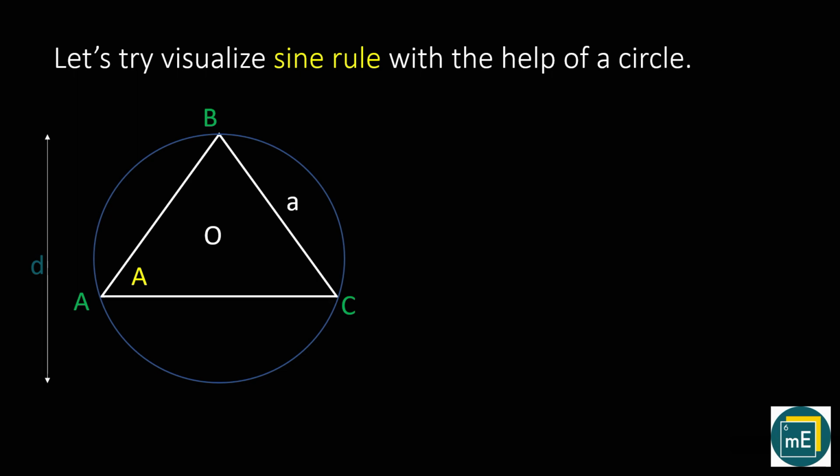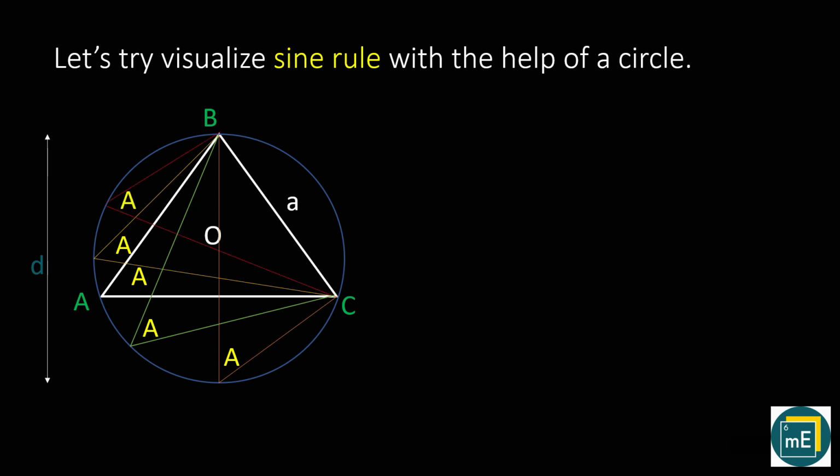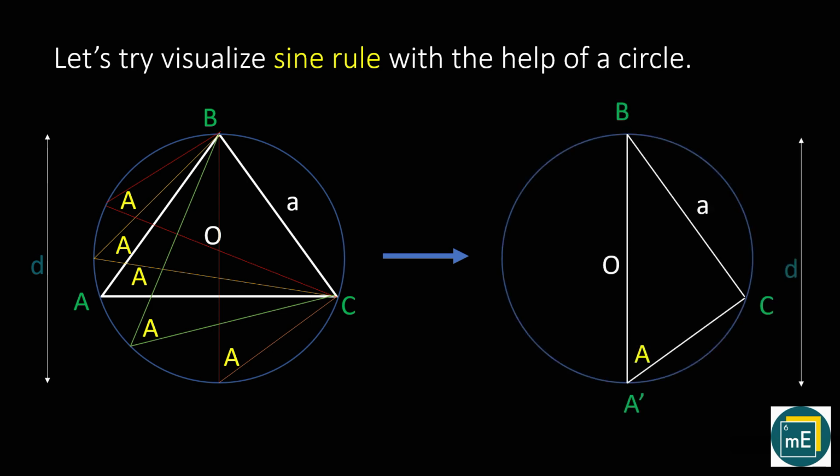That means by the inscribed angle property, if we keep chord BC fixed and move point A along the circumference of the circle to various positions, then the angle subtended by chord BC at all these positions will be the same as the original angle A. So let's move point A to a new position A dash such that A dash B lies along one of the diameters of the circle. In this new position, the angle subtended by chord BC at point A dash will be the same as the original angle A.